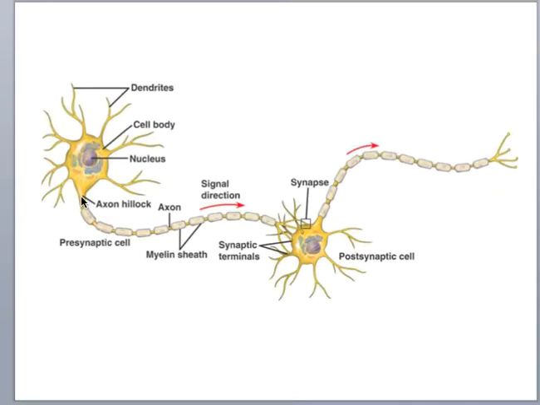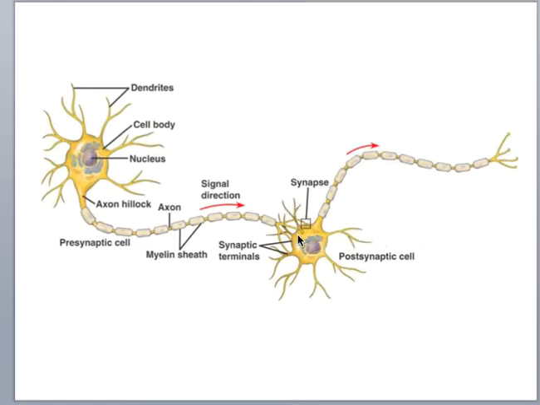So the impulse, the bioelectric impulse, which is the message, right, that needs to be sent, will be sent in one direction along the length of the axon, so away from the cell body towards the next neuron. And so here, since we have two neurons synapsing together, this neuron, which is before the synapse, would be called the presynaptic neuron. And then this one, which is receiving the message from the presynaptic neuron, would be the postsynaptic neuron.